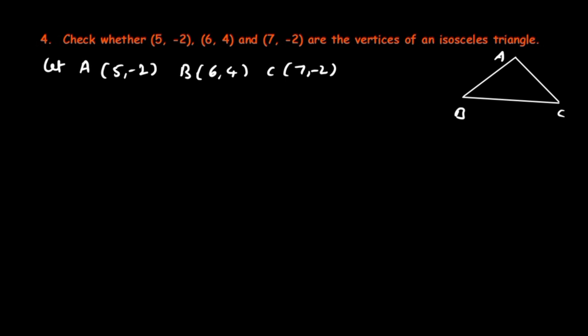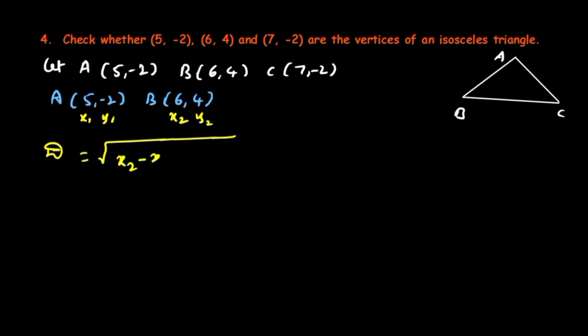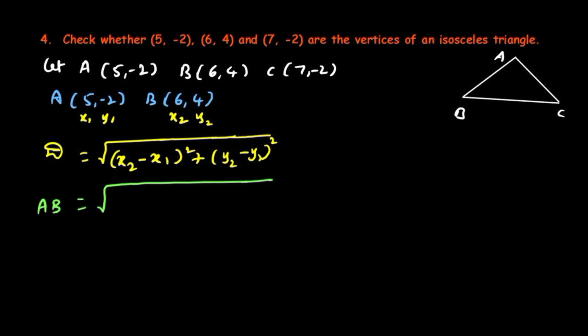Okay, so in this case, what is the distance between AB? I'm going to take the 2 points A (5, -2) and B (6, 4). So this is x1, y1 and this is x2, y2. Now, what's the distance formula? Root of (x2 minus x1) whole square plus (y2 minus y1) whole square. So now we find the distance between AB. Here x2 is 6 minus x1 is 5, whole square, plus y2 minus y1, that is 4 minus of minus 2, whole square.